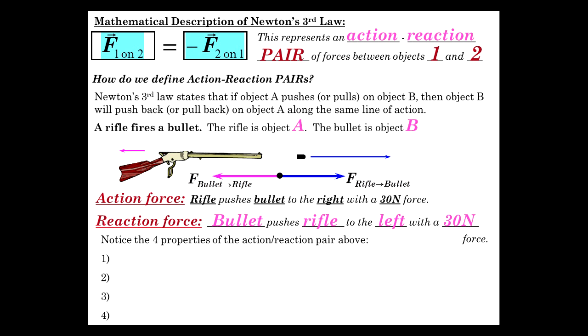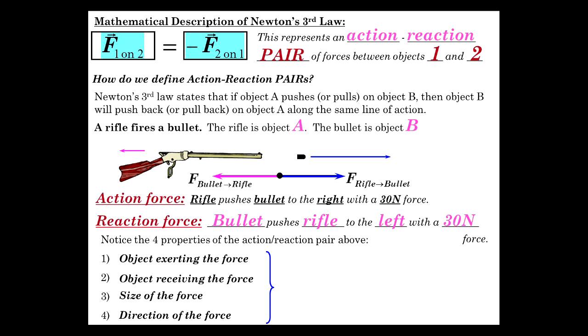So there's actually 4 things that are contained here in this description, 4 properties, and they are as follows. We got the object exerting the force, in the case of the reaction force, the bullet. The one receiving the force, the rifle. The size of the force, 30, and the direction, left. And same things with the action force. So those 4 items are included in every interaction. So you should be able to write those corresponding to any given situation in a problem.